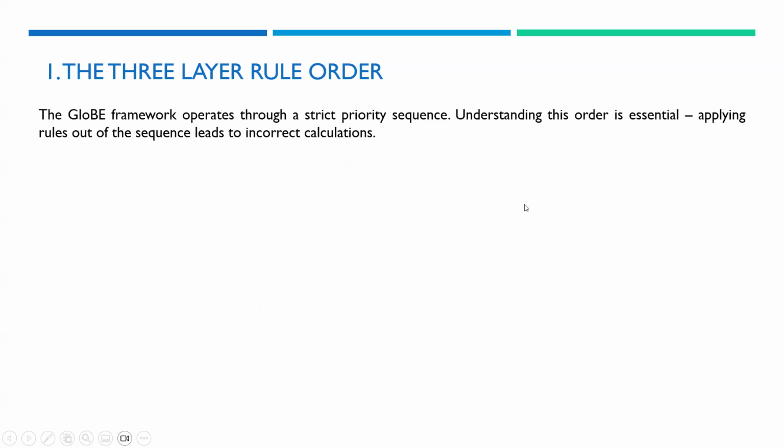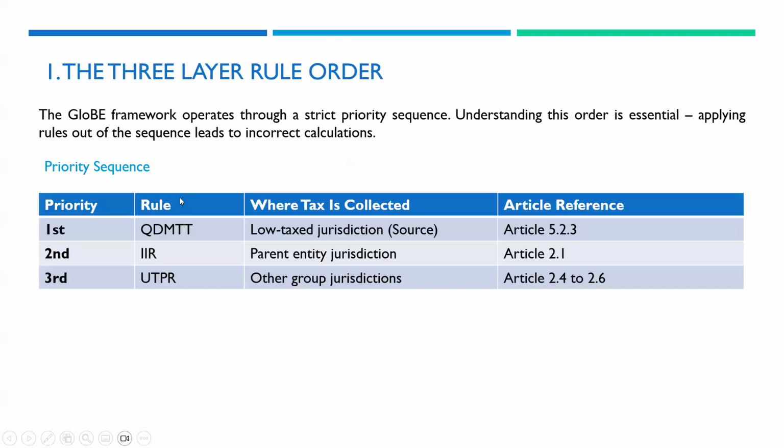Okay, so the GloBE framework operates through a strict priority sequence. There is always a sequence. Understanding this order is essential, and applying rules out of the sequence leads to incorrect calculation. So you have to always follow the sequence. Now, what is the sequence? First priority is always given to QDMTT. Okay, whenever there is a top-up tax in that jurisdiction, where the domestic tax is not 15% or the effective tax rate is not 15%, the first priority goes to QDMTT. Okay, if that particular jurisdiction has introduced a QDMTT, then that first priority is there.